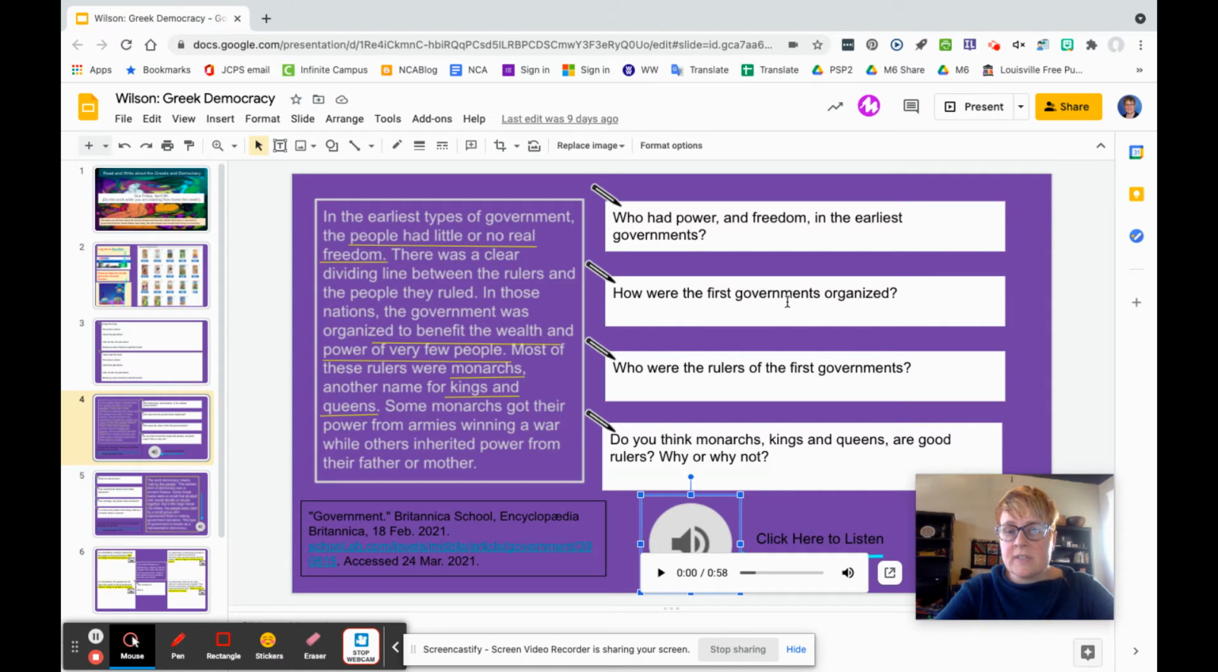How were the first governments organized? Again, the government was organized. Look for these yellow lines. The government was organized, and then what is underlined is the answer to that question, to benefit the wealth and power of a very few people. Who were the rulers? Most of these rulers were monarchs. So you're always using the questions to look for those words to find the answers.